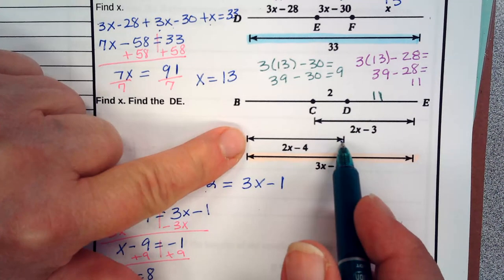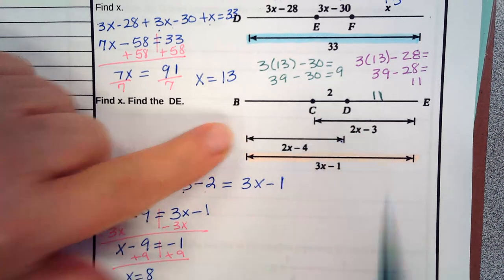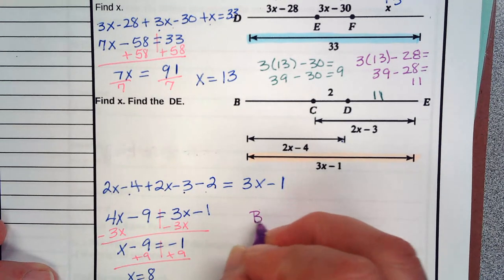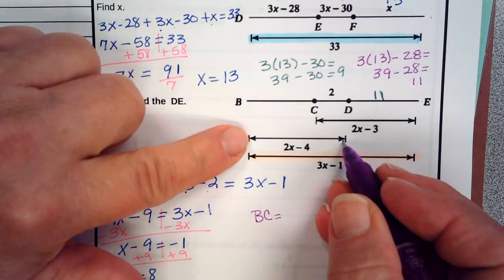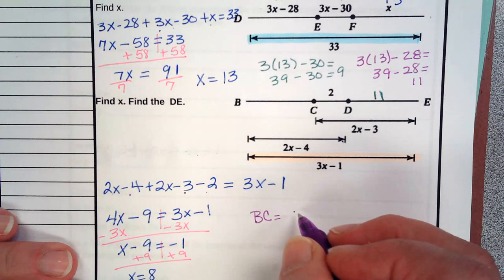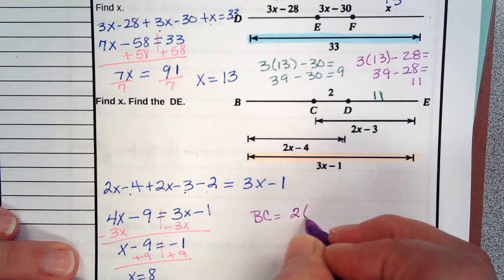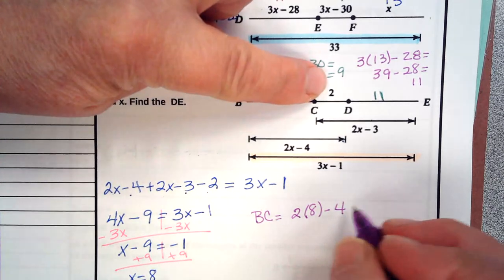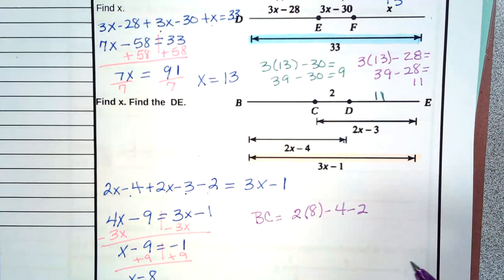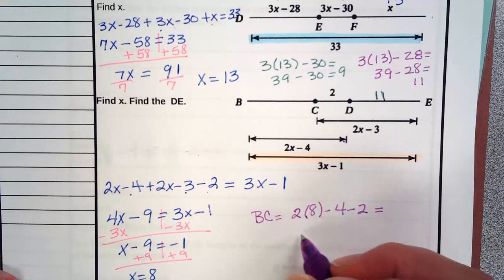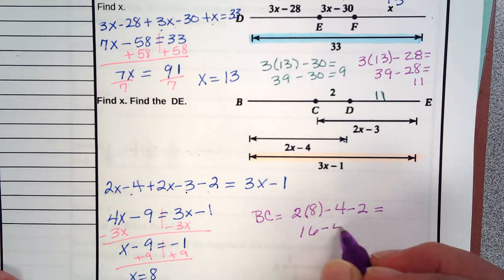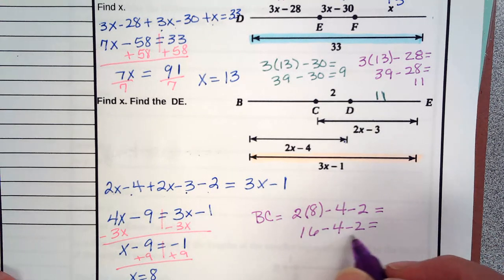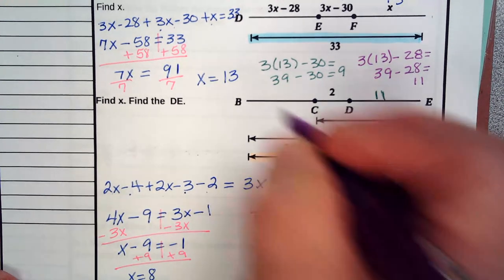What about this piece here? How can we find BC? Okay, the whole thing is 2x minus 4. So this would be 2 times 8 minus 4. But once again, we've got to remove that 2. 16 minus 4 minus 2. 16 minus 4 is 12. Minus 2 more is 10.